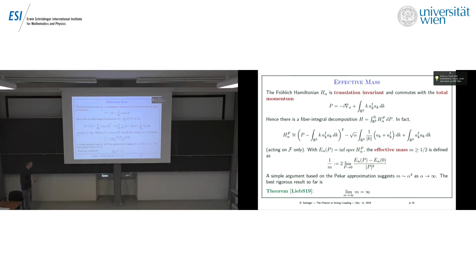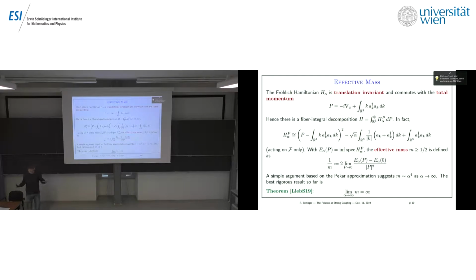If you go back to Pekar, then there is actually a concrete prediction, based on this classical approximation, on how large this effective mass should be. In particular, it's expected to diverge as alpha goes to infinity. In fact, there's a precise prediction that it should diverge like the 4th power of alpha. And this divergence has to do exactly with the self-trapping that I mentioned before.